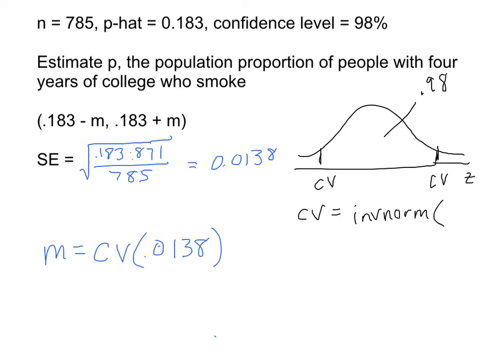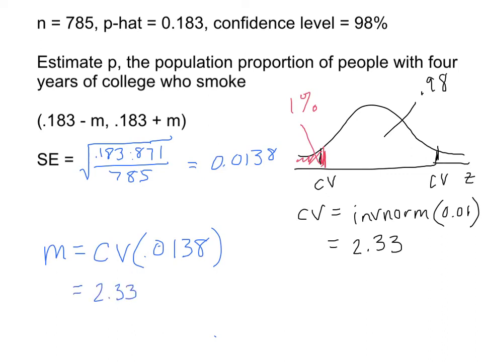And my area to the left, if I just do the lower critical value here, my area to the left, if I've got 98 inside, then that means on the outside, both of these are 2%, and so this one on the left side will be 1%. And so I'm going to do inverse norm, 0.01, and I get a critical value of 2.33.